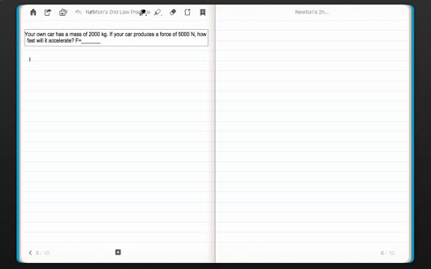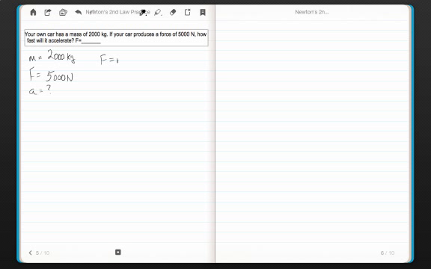Next, in this scenario, we have a mass of 2,000 kilograms. And a little bit different, this one gives me a force of 5,000 newtons. So you're not finding the force in this scenario. Now we're going to look for the acceleration.